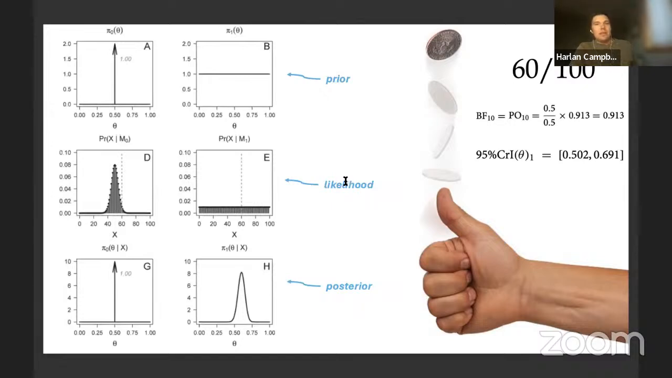Here we can see the plot from the paper, where we see the prior, the likelihood, and the posterior. It's important to note that the 95% credible interval that we used here, the 0.502 to 0.691, was based entirely on panel H here on the lower right-hand side. And that's the posterior, assuming that model 1 is correct. That's typically what is done in practice. But that ignores the model uncertainty.